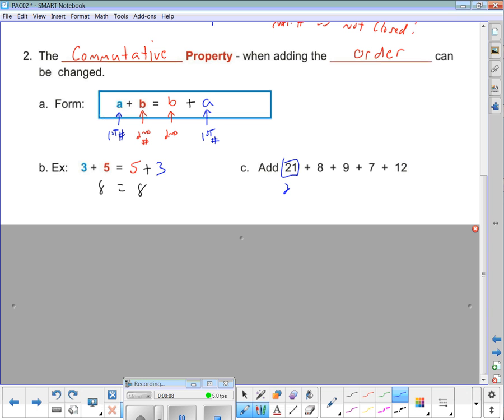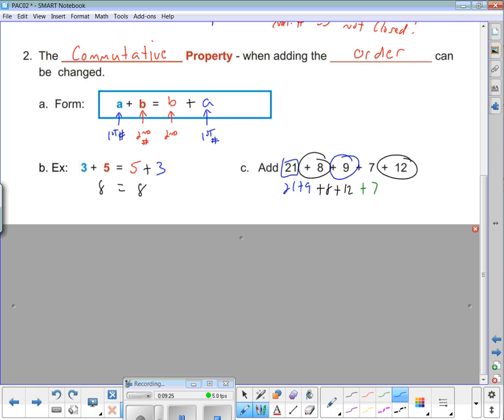I'm going to take the 21 and the 9 and put them together. Then I'll take, here I'm going to use my color, the 8 and the 12 and change that order. And then we'll stick that 7 on the end.